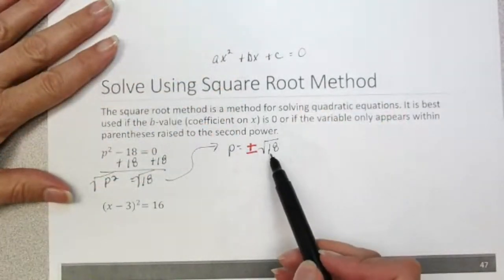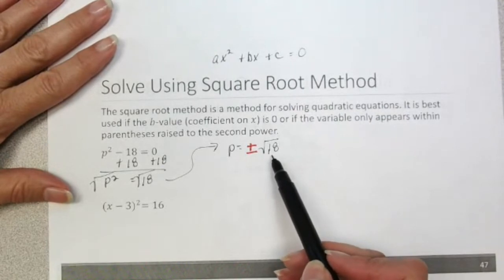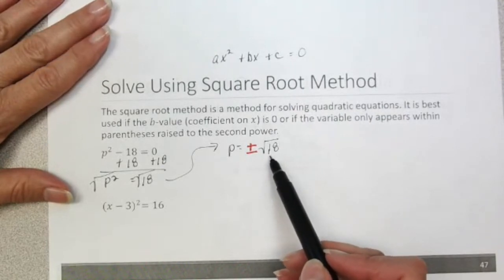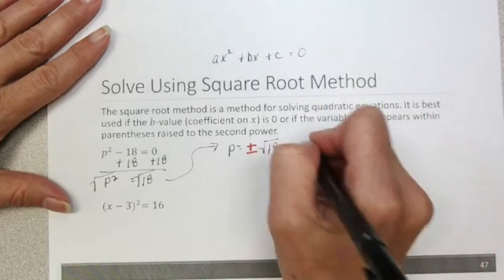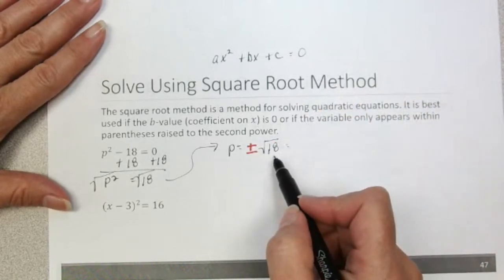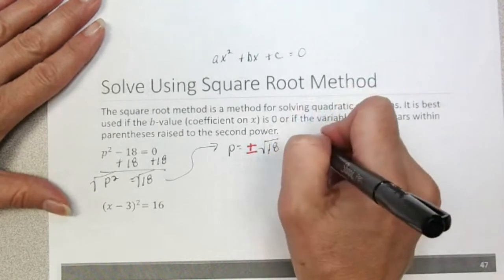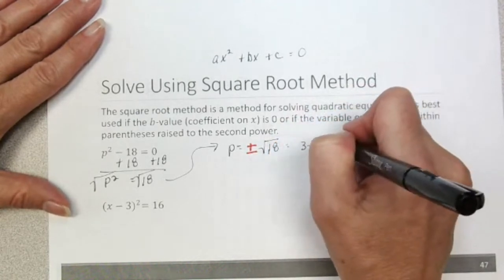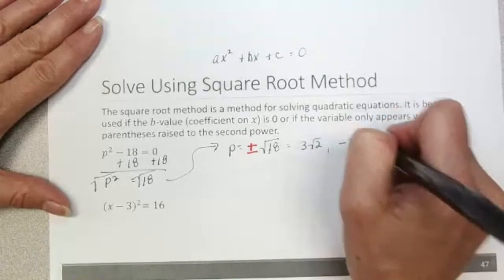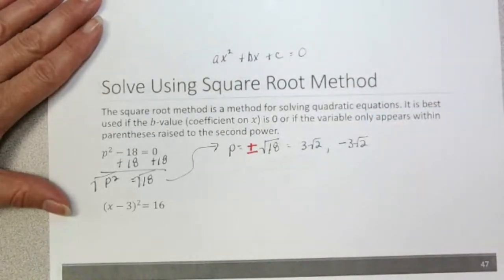And then one more thing we want to do is we probably want to simplify that radical, if that can be simplified, right? And this one can because 18 is 9 times 2, right? So this will simplify to 3 square roots of 2 and negative 3 square roots of 2.